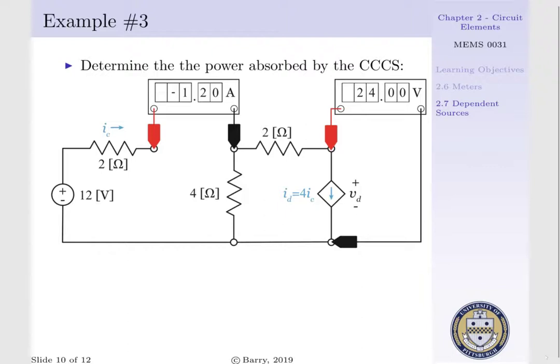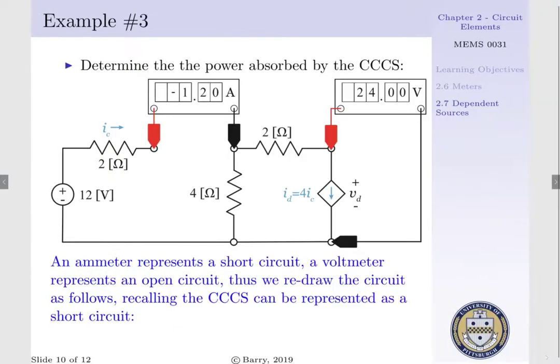Now, to simplify the circuit for analysis, we have to recall that an ammeter represents a short circuit, a voltmeter represents an open circuit, and we can redraw our CCCS as a short circuit. In doing such, we have the following circuit.